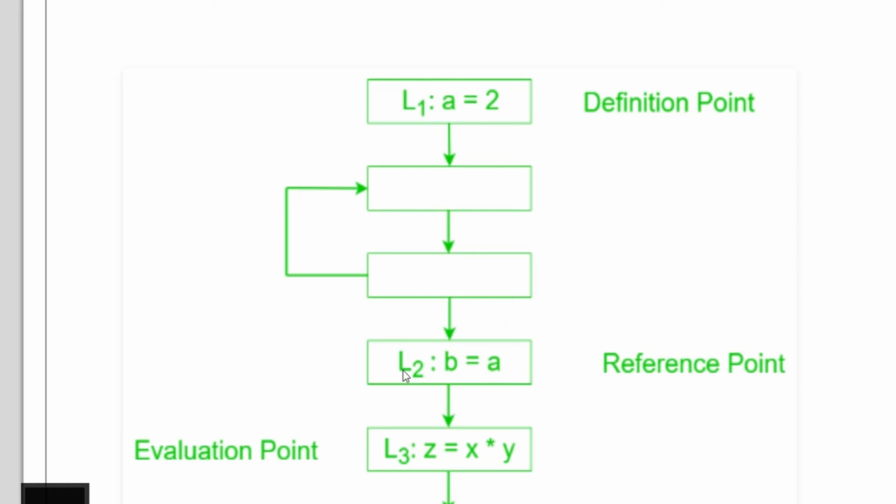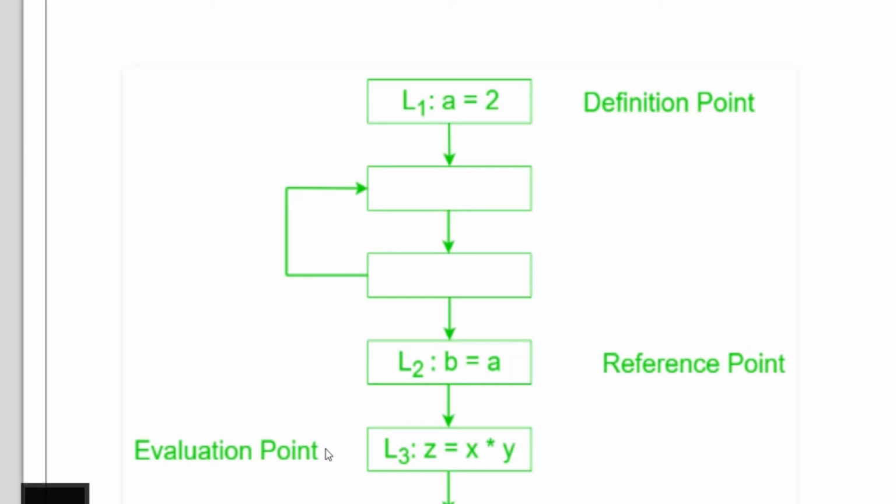And here in label 3, Z is equal to X plus Y. Here some expression is evaluated. So obviously this is an evaluation point. If a value is defined, that point is a definition point. If a value is referred, that point is a reference point. If an expression is evaluated, that point is an evaluation point in a data flow graph.